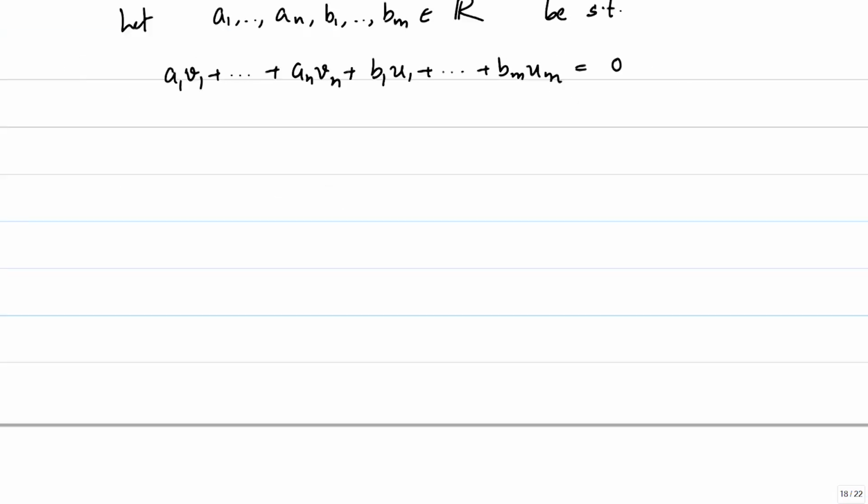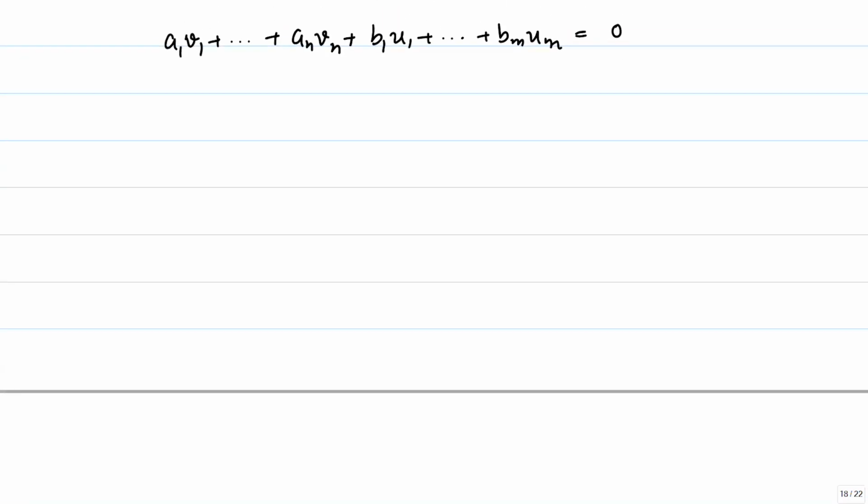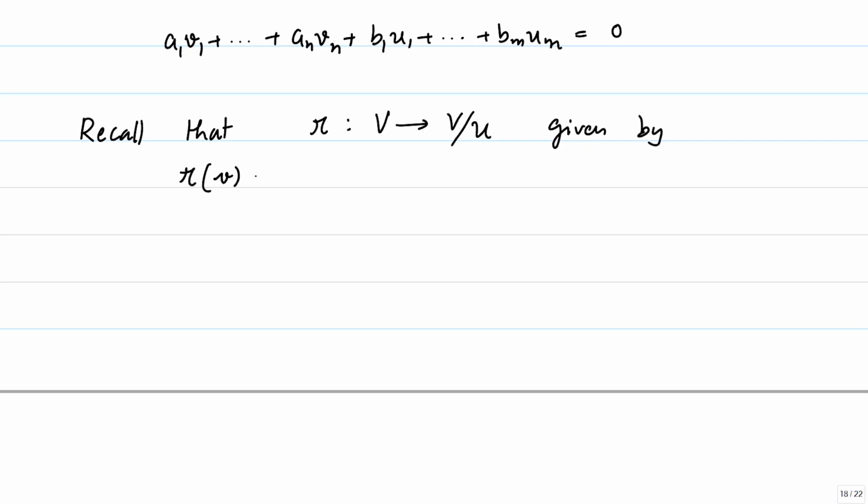Now, let me remind you that we have a very special map from V into V mod U. Recall that pi from V into V mod U is given by pi of small v is equal to small v plus capital U. This is a linear transformation.